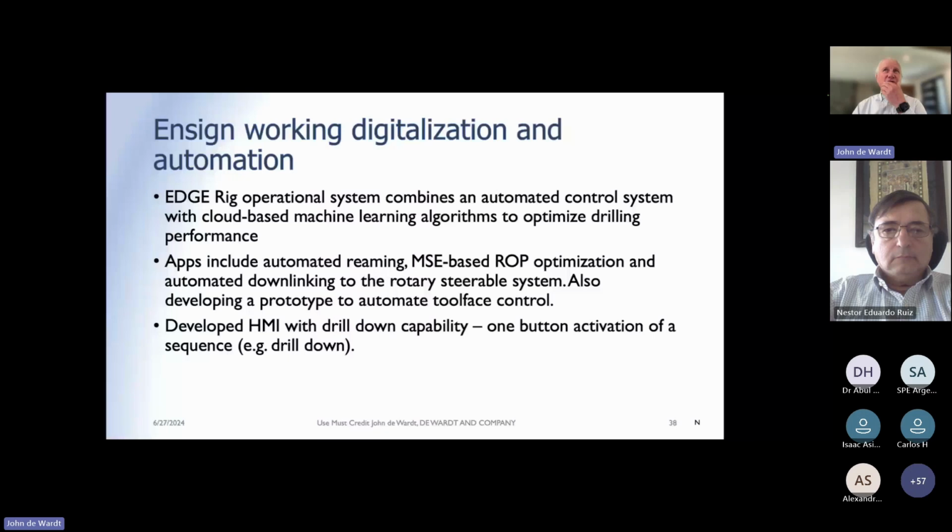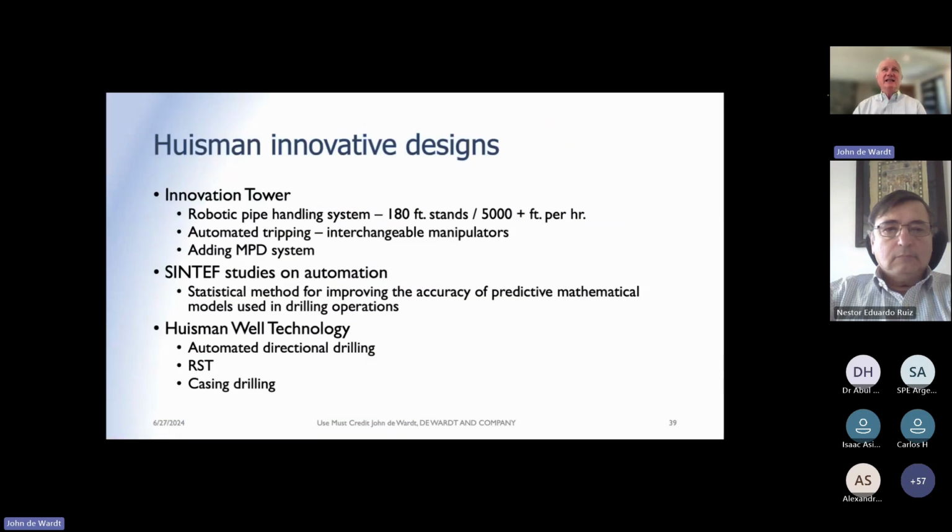And Huisman have been doing a lot of innovative designs. They did their innovation tower with robotic handling systems, 180-foot stands. I think it's actually now up to 6,000 feet an hour. Automated tripping with interchangeable manipulators.